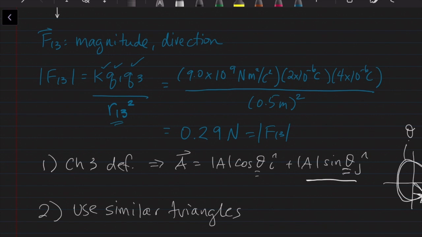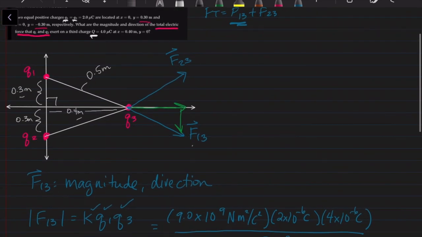And we use the fact that the x component is positive because it points to the right, and that the y component is negative, because it's pointing down. We talked about similar triangles. Let's treat this as just a right triangle right here. This is the magnitude of that vector, and what we want to know is F13x and F13y.